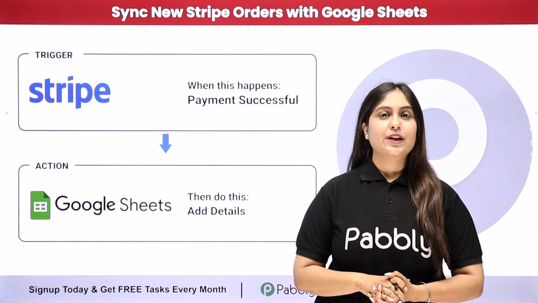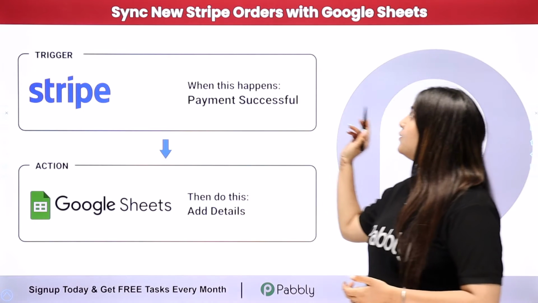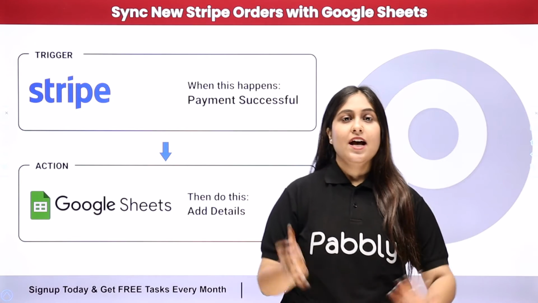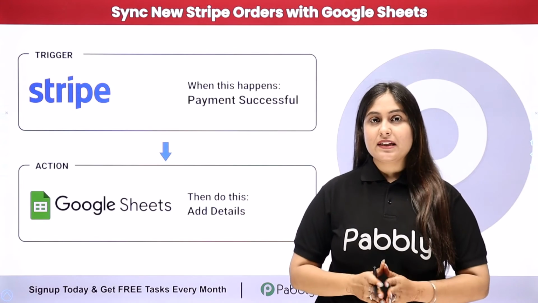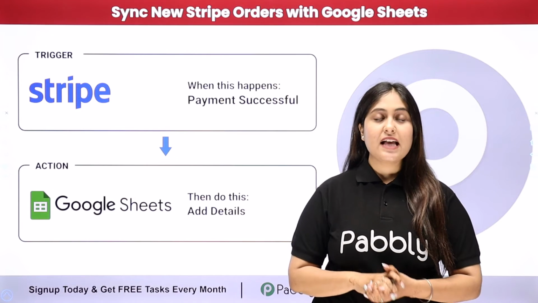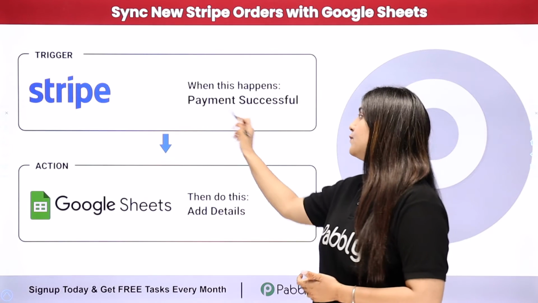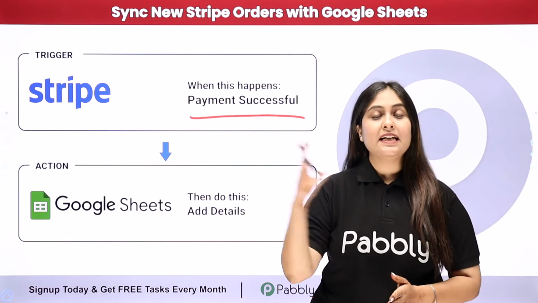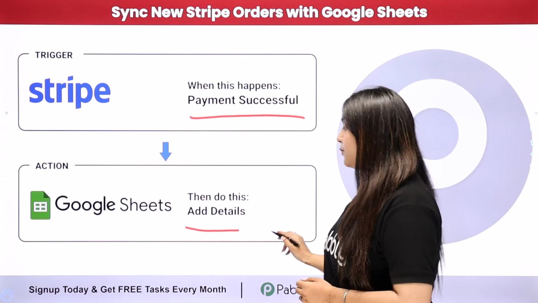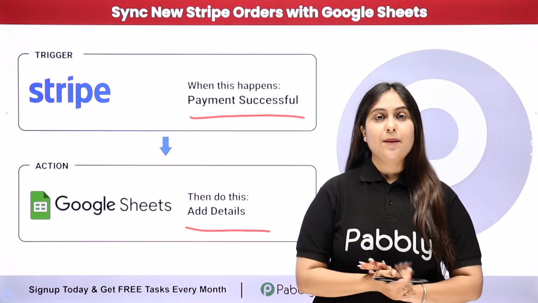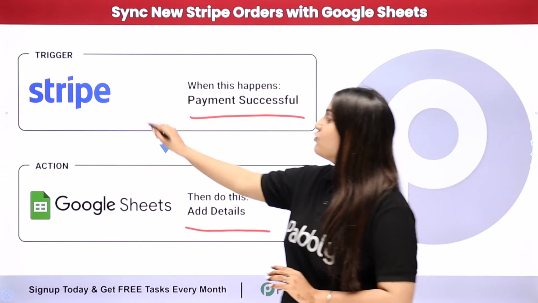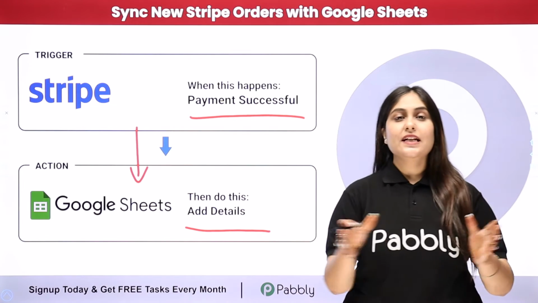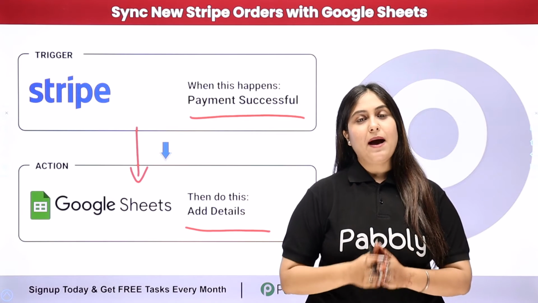In this video, we are going to understand how to sync new Stripe orders with Google Sheets. So I'm using Stripe as my payment gateway, and here my objective is as soon as I receive a new successful payment, then automatically I want to add that order details in my Google Sheets as a new row. So now here to automate the entire process, I need to connect my Stripe with my Google Sheets using an automation software named Pabbly Connect.